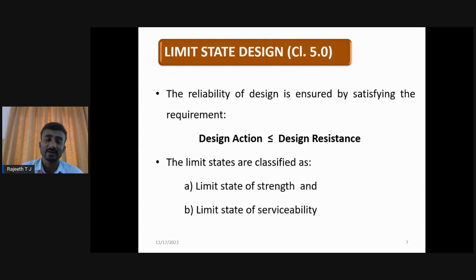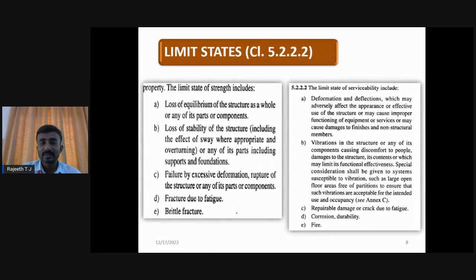So during its lifetime, the structure has to have more strength when compared to the load acting on the structure. So according to the limit state method, we can categorize the limit state into two categories: the limit state of strength and limit state of serviceability. Limit state of strength deals with strength properties, whereas limit state of serviceability deals with the properties of the structure during its service, during its usage. So these are all the points we need to remember.